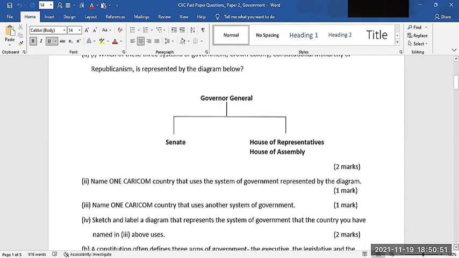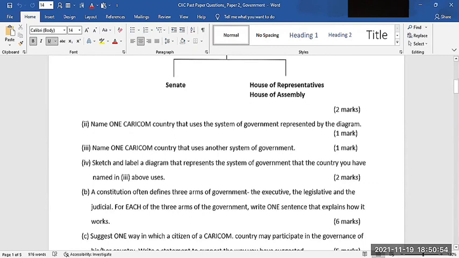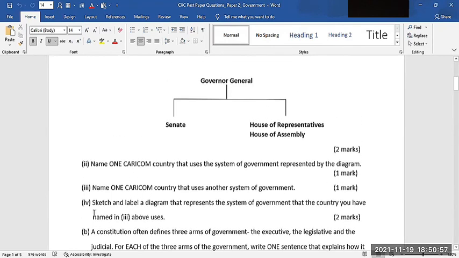So we're going down a little bit more. Now this one is going to get a little bit technical, not so hard, but for the 4th part, it says, sketch and label a diagram that represents the system of government that the country you have named in I3 above uses for 2 marks. So it's the same little kind of flowchart thing you're going to do, but you are going to show it for a different system of government. So this one here was showing constitutional monarchy. So what can you show here? You can show either crown colony or representative government, or you can show republicanism, a republic.